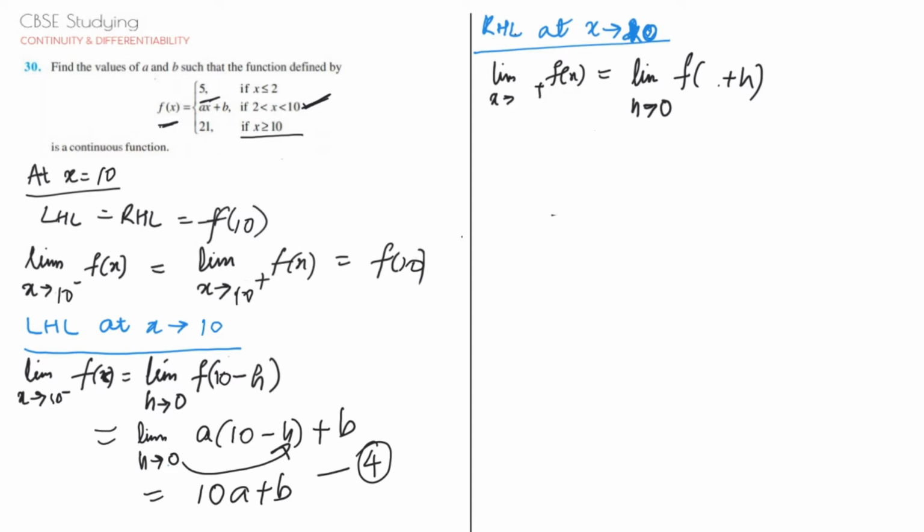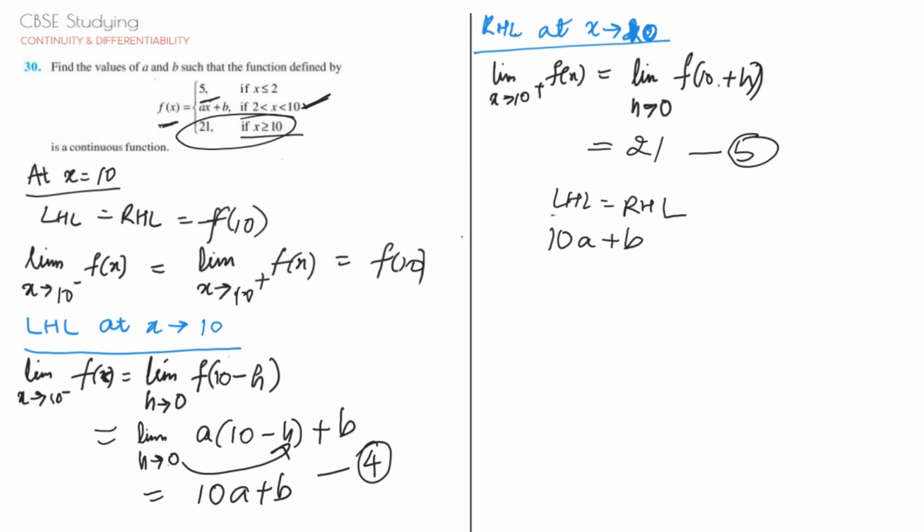Here x tends to 10 positive, f of 10 plus h. I'm just rewriting the values, you know the drill. For values greater than 10, what is the value of the function given as? Directly given as 21. So this is your equation number 5. Again, LHL is equal to RHL because the function is continuous. So you can say that 10a plus b is equal to 21. So this is your equation number 6.